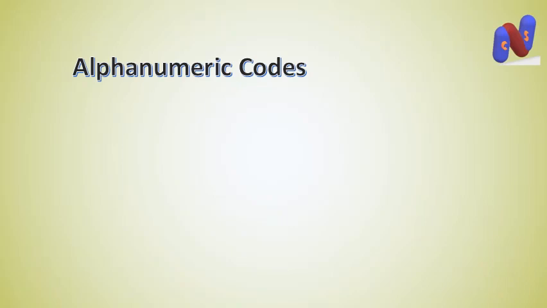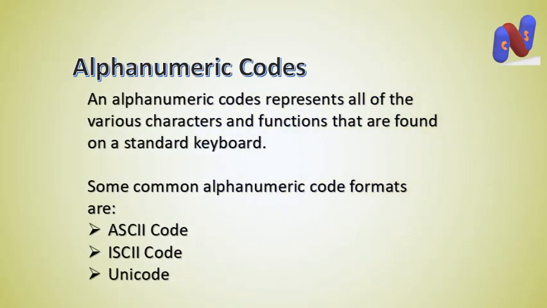Alphanumeric codes. What are alphanumeric codes? An alphanumeric code represents all of the various characters and functions that are found on a standard keyboard. Means, in our daily life, we use keyboards and we can see types of symbols available on the keyboard. So, how can a computer recognize them? It is set by alphanumeric codes.